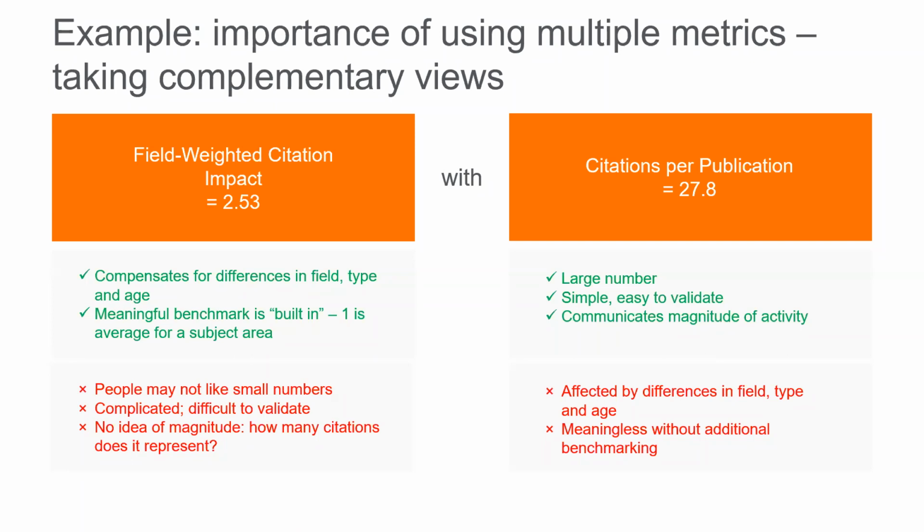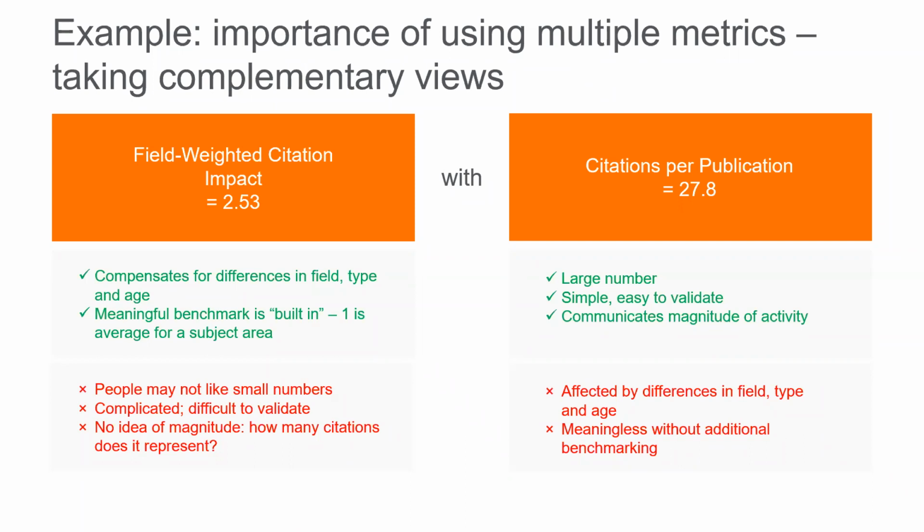So people may not like the small numbers: complicated, difficult to validate, and no idea of the magnitude. How many citations does it represent, right? In comparison, citations per publication is 27.8. It's a large number, simple, easy to validate, and communicates the magnitude of activity. But again, it has its drawbacks as well. It is affected by differences in field, type, and age, and is meaningless without additional benchmarking.